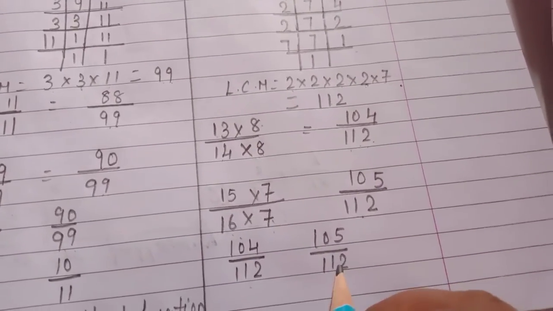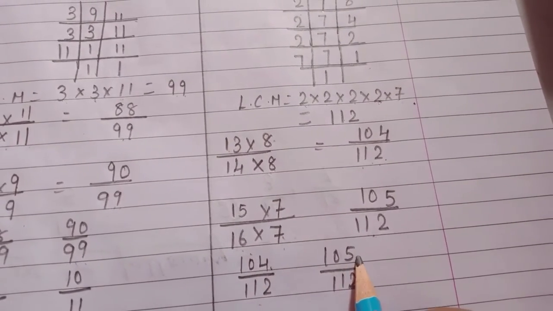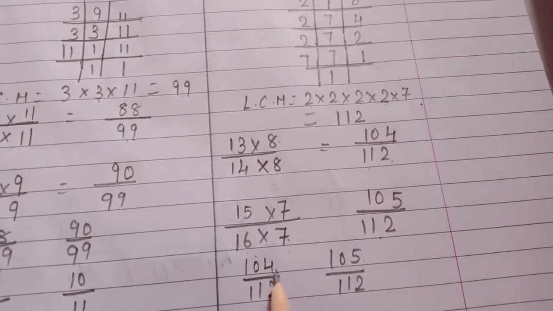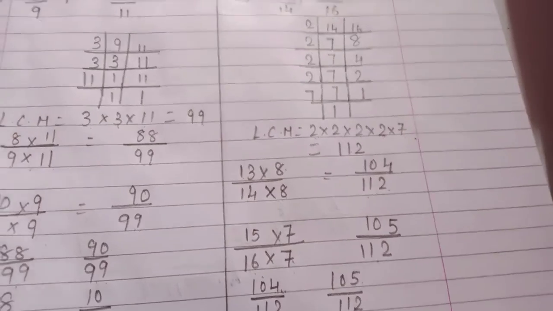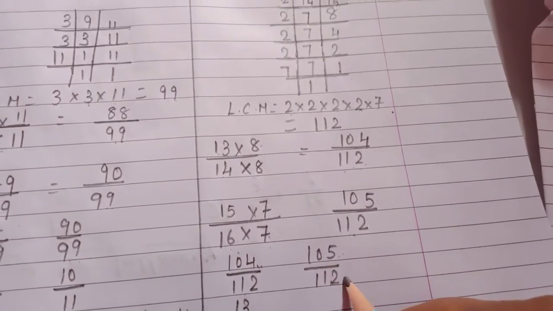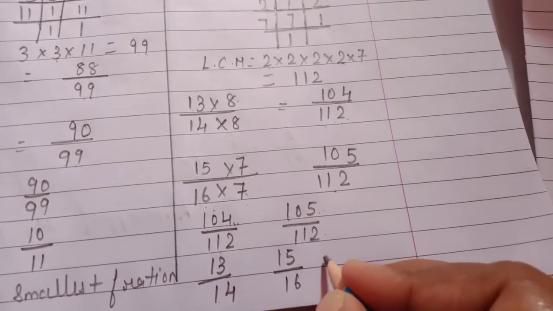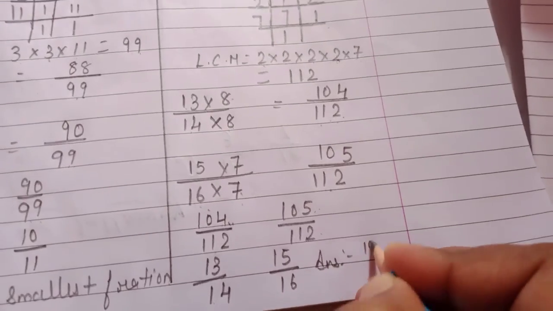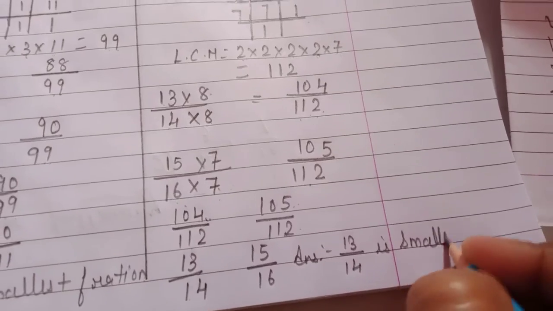So the denominator becomes the same. So now compare the numerators 104 and 105. So which one is smaller? 104. So in place of 104 upon 112 we will write 13 upon 14, and in place of 105 upon 112 we will write 15 upon 16. So which one is the smallest? 13 upon 14. So we will write the answer: 13 upon 14 is the smaller fraction.